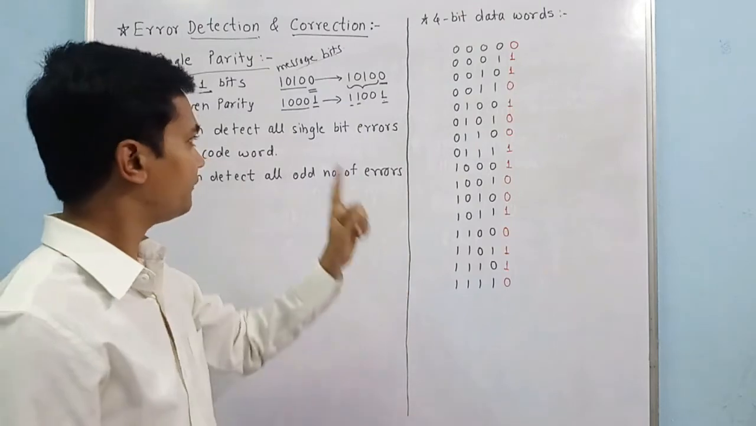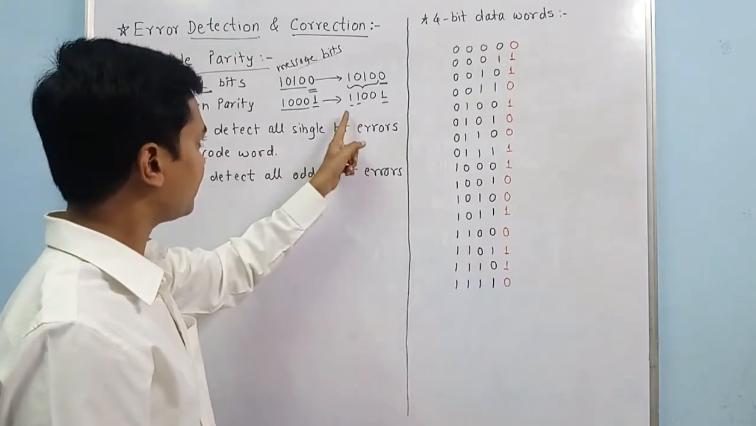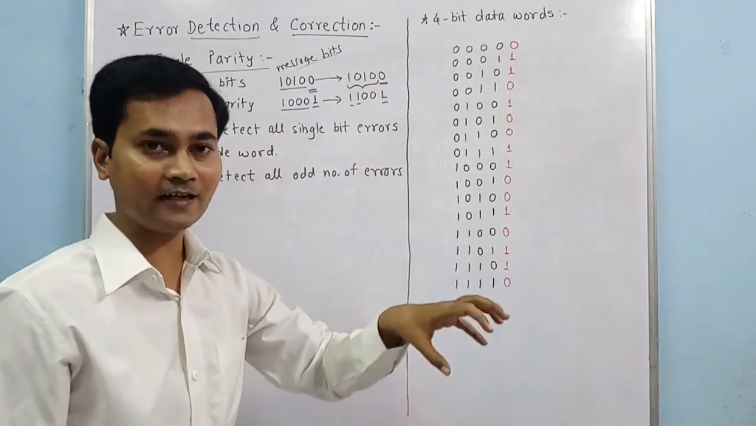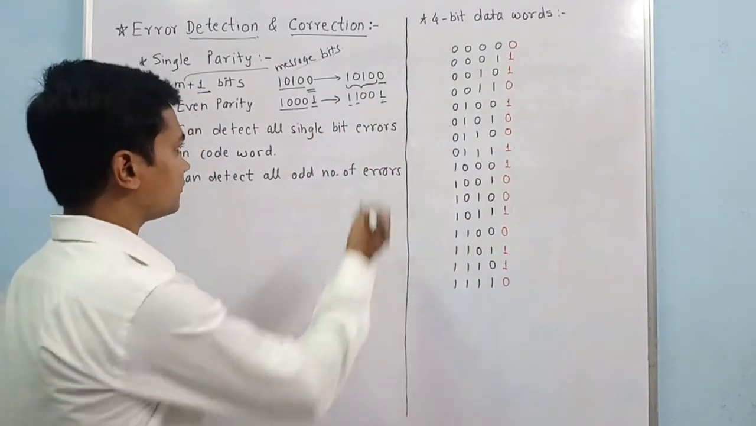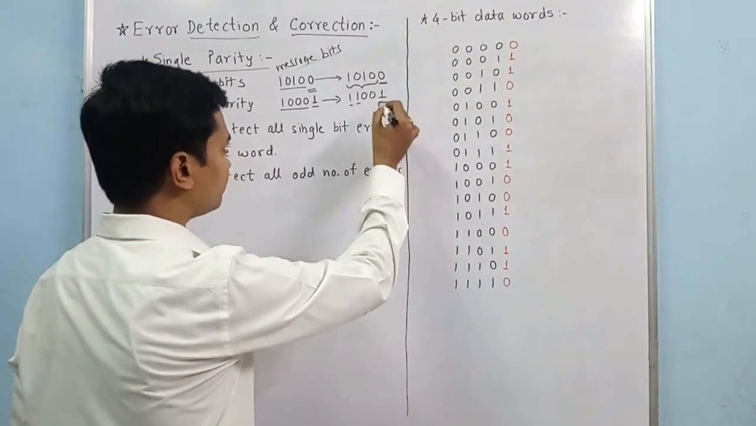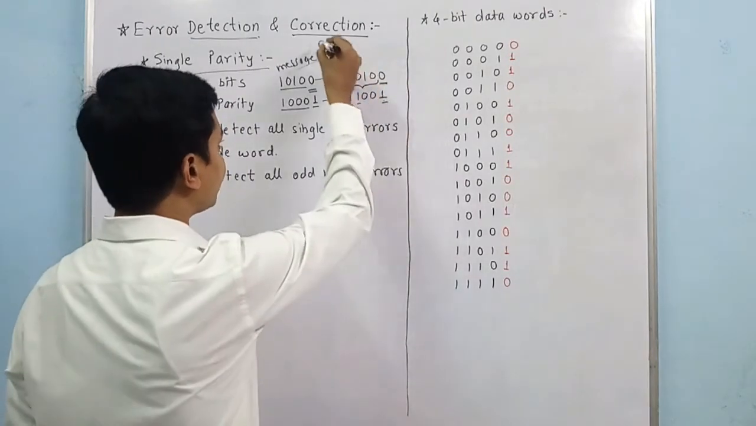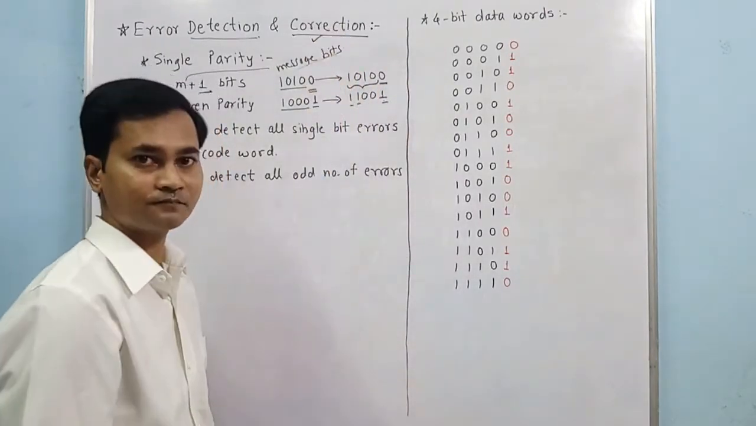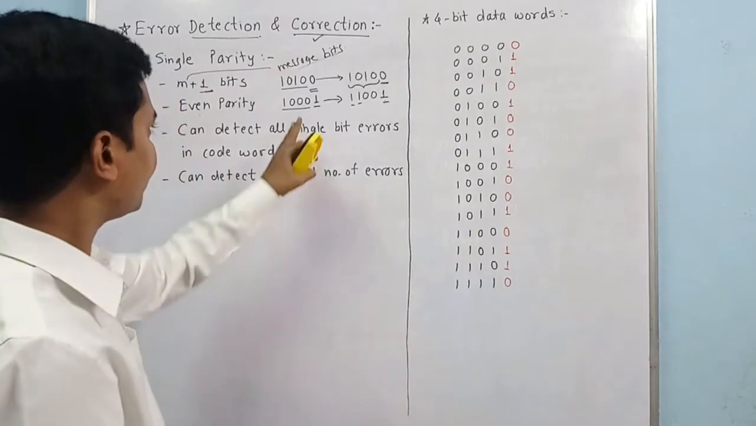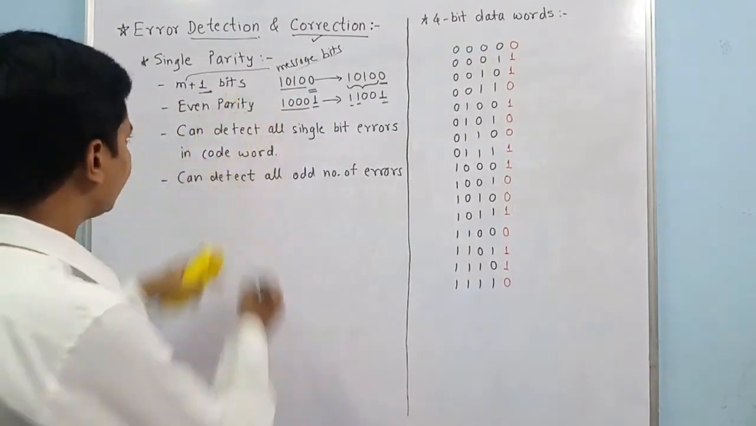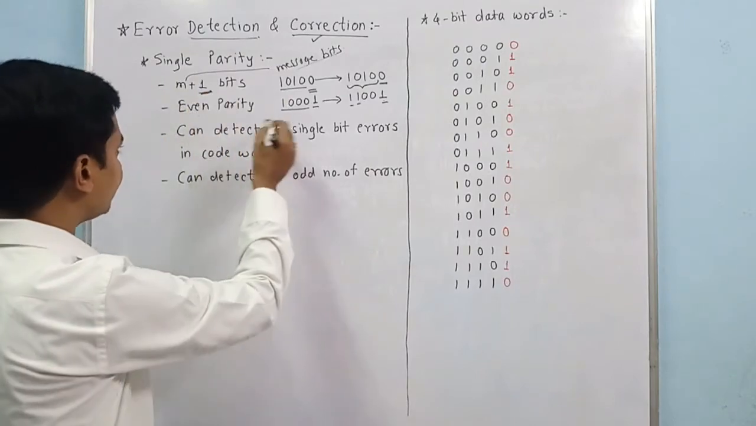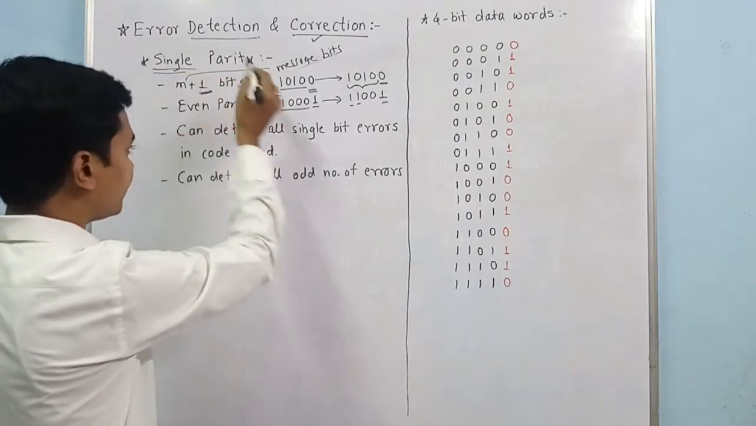Okay, if only one bit is changed, then the receiver will identify or detect the error in the data bit, and hence the receiver will go for the correction algorithm. Now, this algorithm only works for single bit error. Okay, single bit error. So our title is given here, single parity.